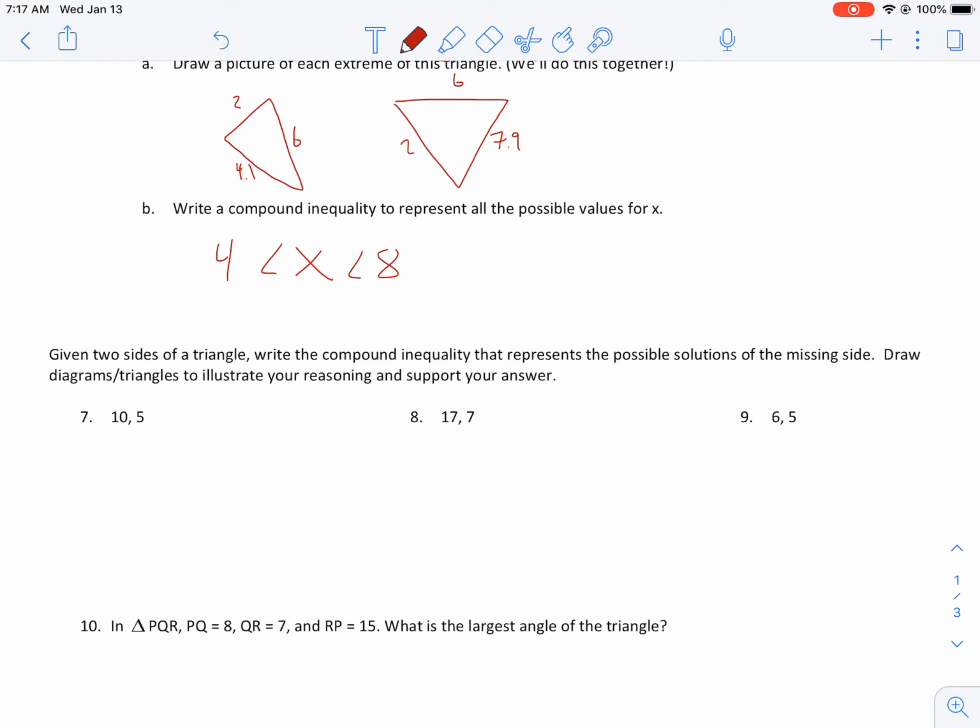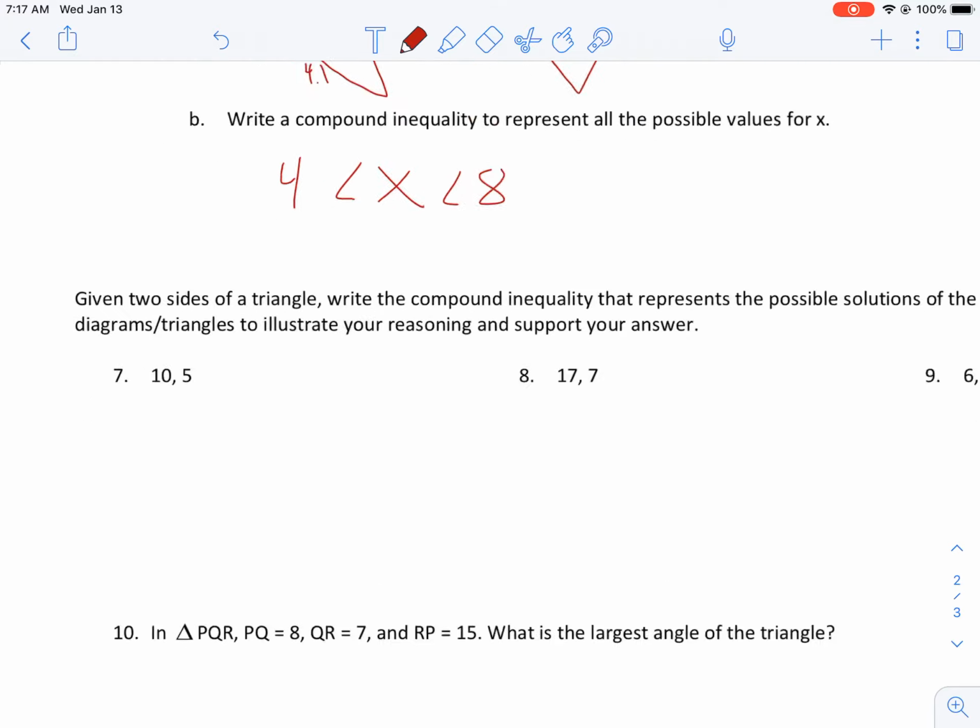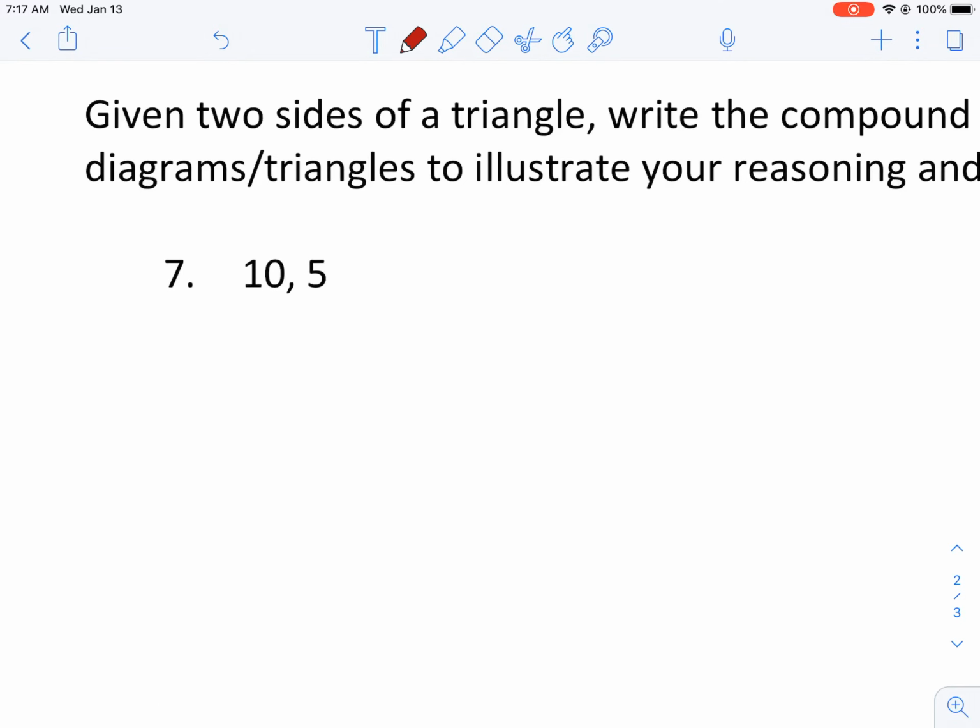So given 2 sides, write an inequality, draw diagrams and triangles to illustrate your reasoning and support your answer. We're not going to do that. So what would the smallest number be, right? What makes the smaller side add up to the bigger side? Well, that's 5, right? So we know it's got to be bigger than 5. But then if we add these two numbers together, we get 15. So it has to be less than 15, right?